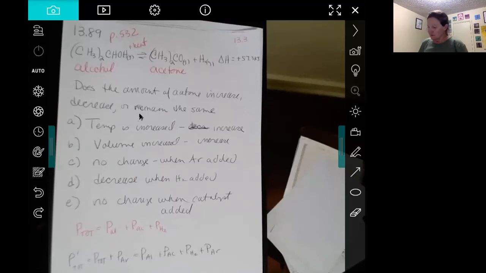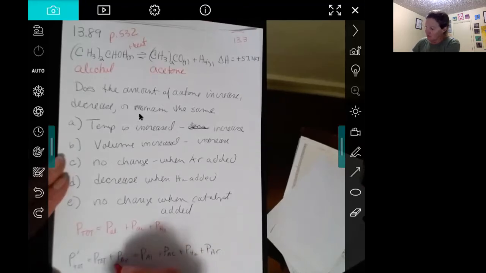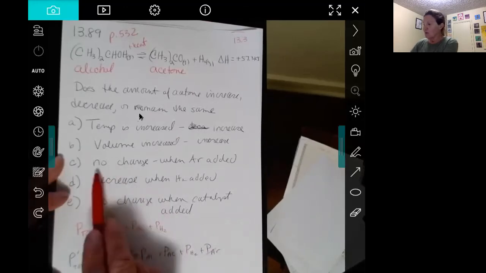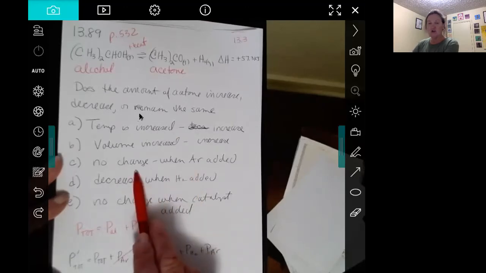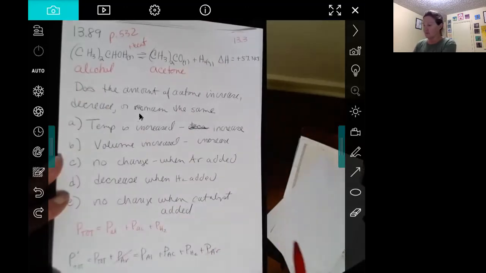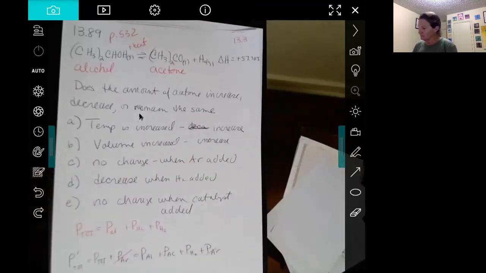The total pressure increases, but the important thing is the partial pressure of these species in the reaction don't change, because you could just cancel that from both sides. And so the total pressure of the reactants and products is the same. So when you change the pressure by adding an inert gas, there's no change in the reaction. You don't impact the partial pressures of the reactants. So there'll be no change in the quantity of acetone.